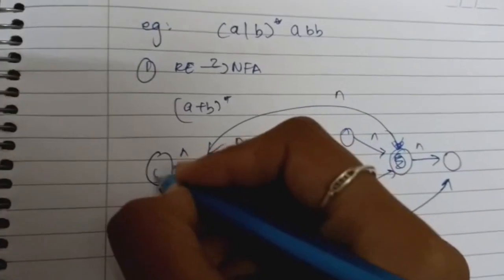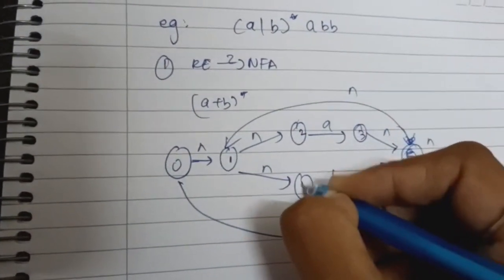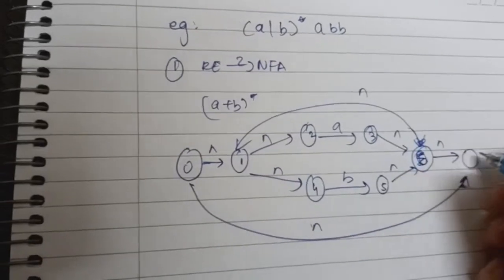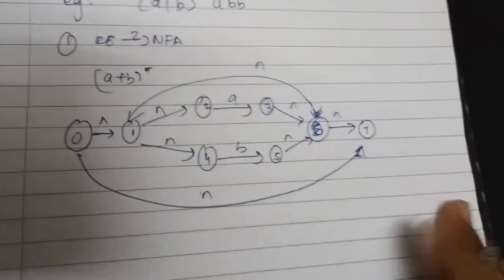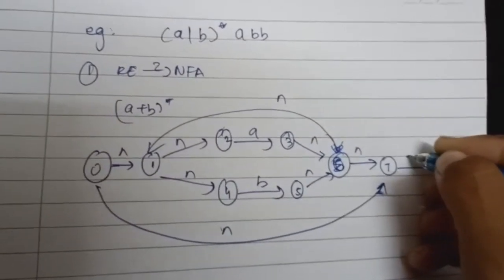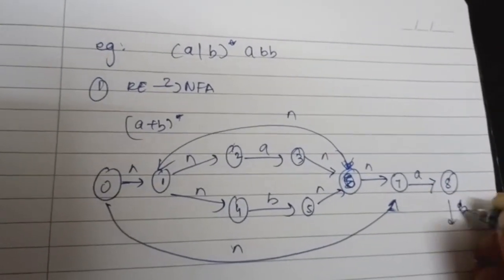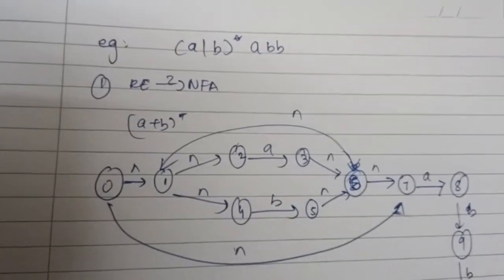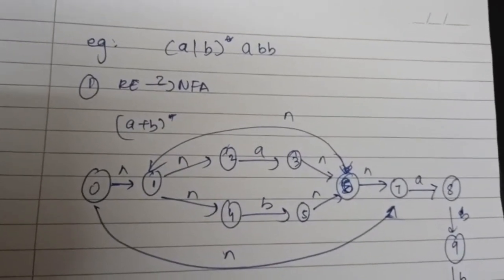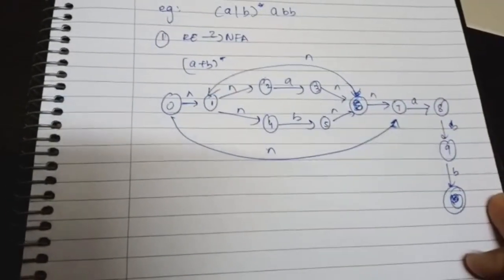Okay, let's sequence it. 0 1 2 3 4 5 6 7. Then it is A B B, so we just need to concat. So A, B and B, this will be my final state, that is, let's say 10. Right, now what is our second step?